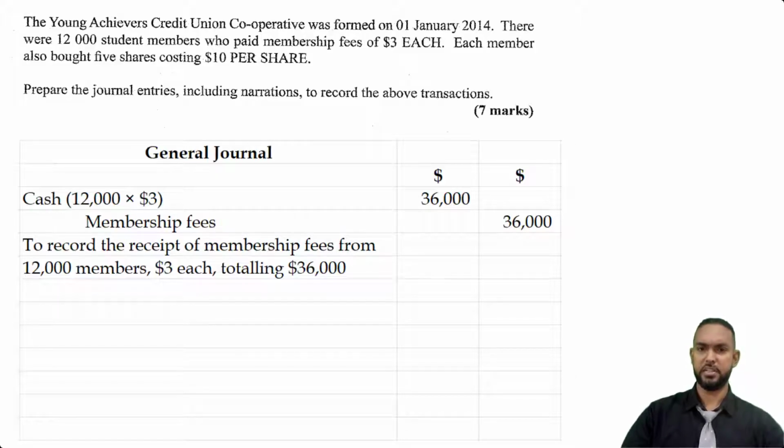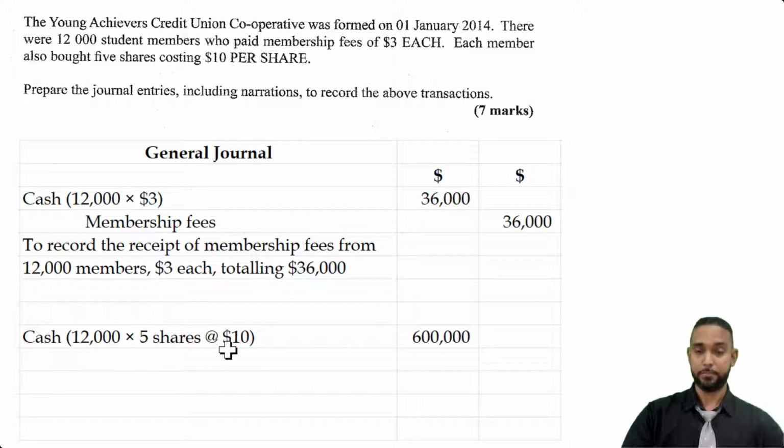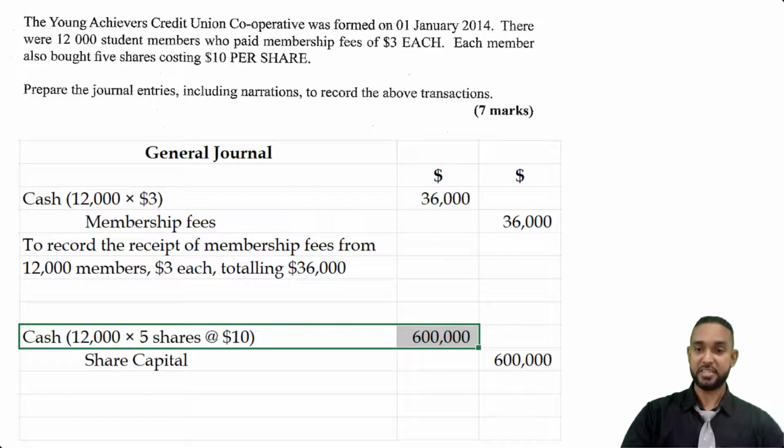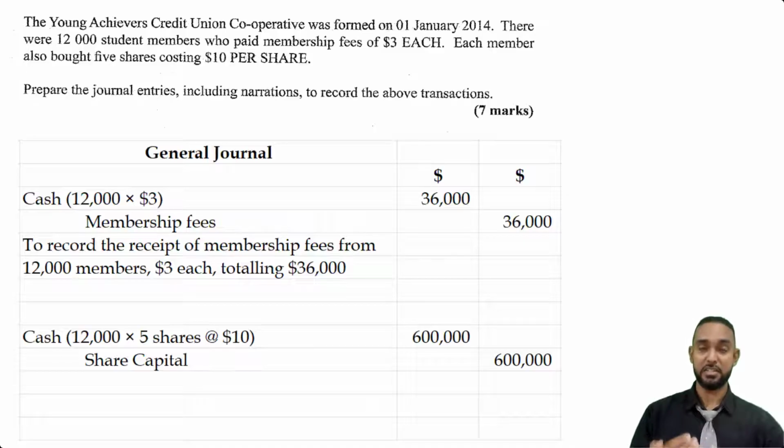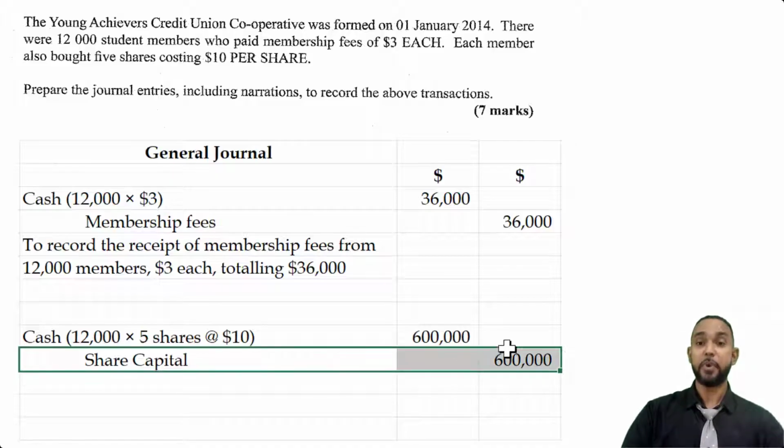So we are going to debit cash again. And you're seeing 12,000 by 5 by 10. That's giving us $600,000. And that's coming from share capital. So again, the debit went to cash because cash is an asset and money is coming in. So the asset of cash is increasing. And to record an increase in your asset, you have to debit your assets account. It's coming from share capital.